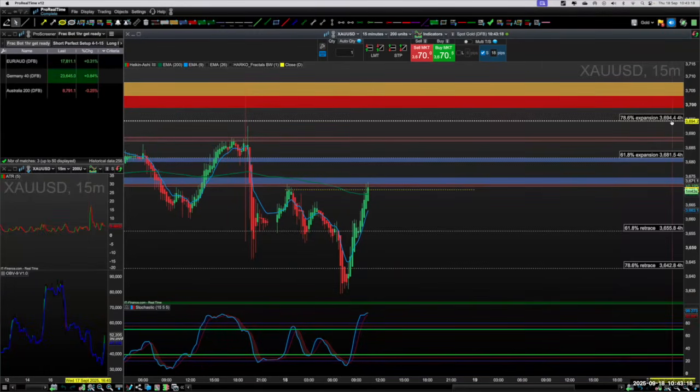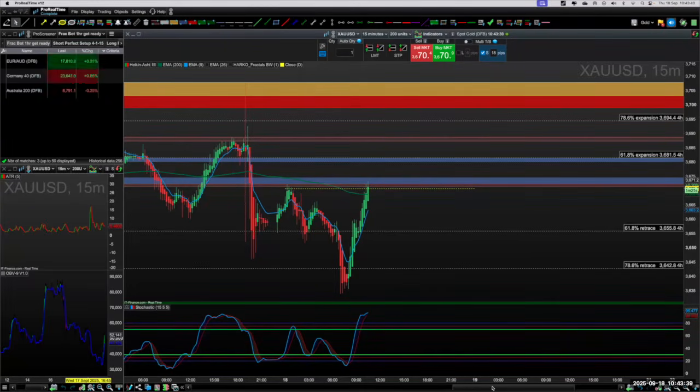That's 78.6. I've typed it in. I forgot to change it. 161.8, 178.6. It said 61.8 twice. Okay. And you used your expansion tool on the 4 hour to get those levels as well as the 4 hour retrace. Absolutely, yes. That's it, exactly.